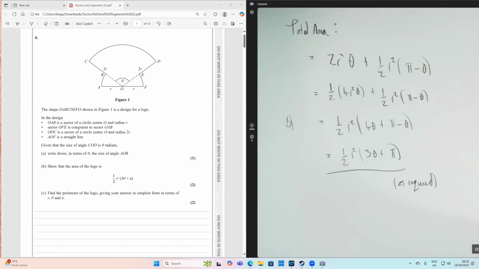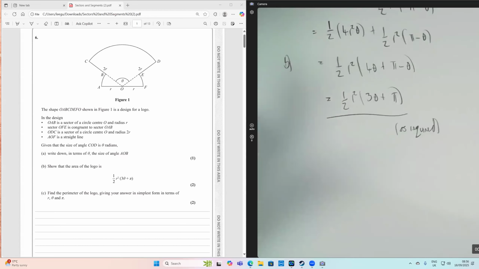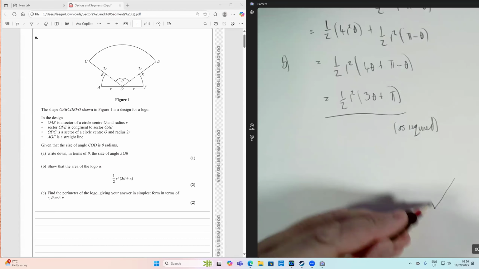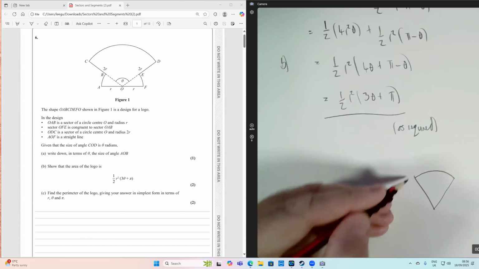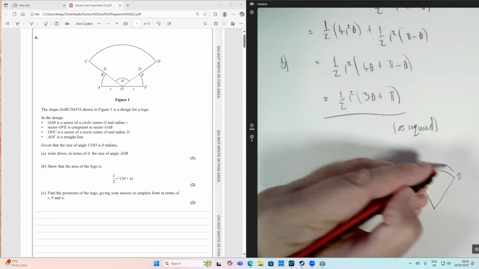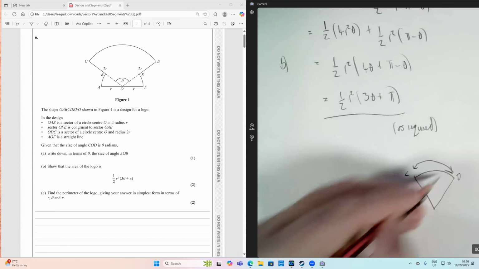Perfect. Now, almost done. Part C, find the perimeter of the logo, giving your answer in its simplest form in terms of r, theta, and pi. So in order to find that, we're going to need to know the arc lengths, okay? So let's envision over here. Let's first of all find the arc length CD, this arc length here.